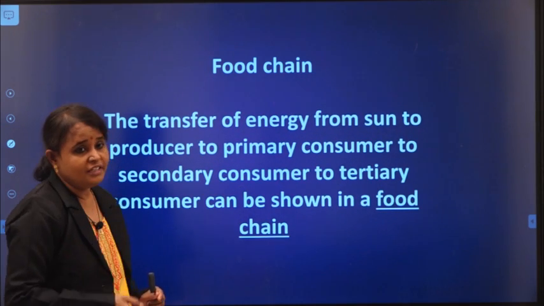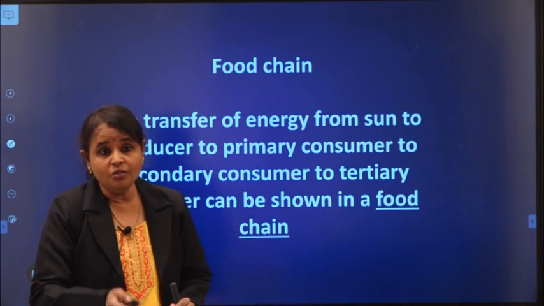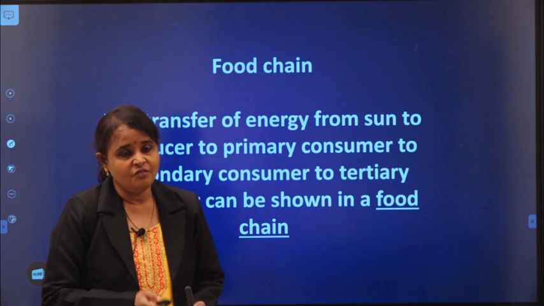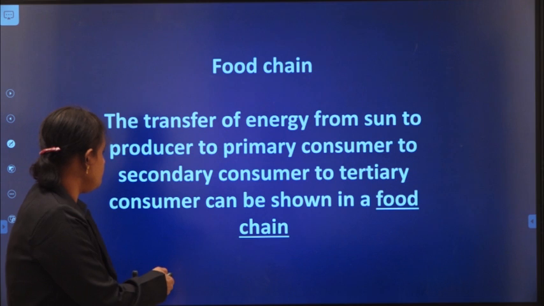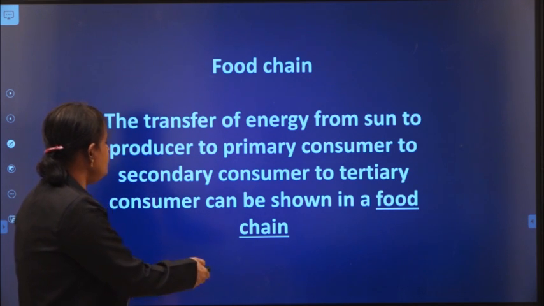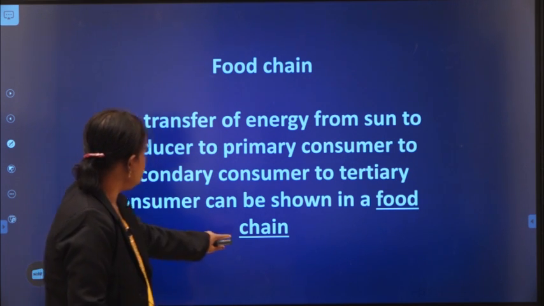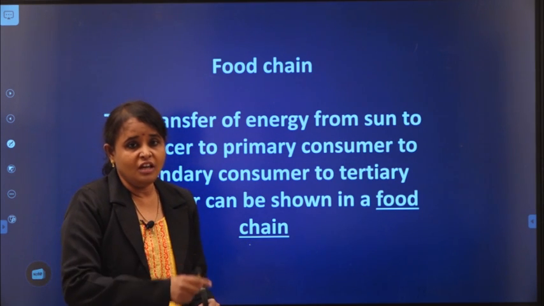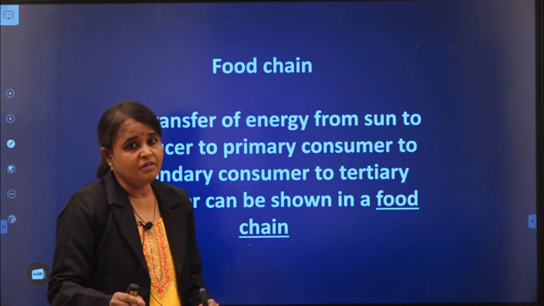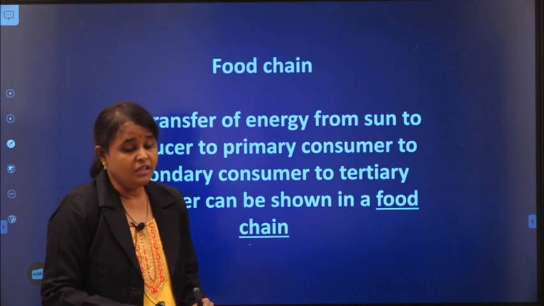I told you already the definition. What did I tell you? The transfer of energy from producers through a series of organisms with repeatedly eating and being eaten. So, that is food chain, I told you. In nature, one organism is eaten by another organism and energy transfers. Right?